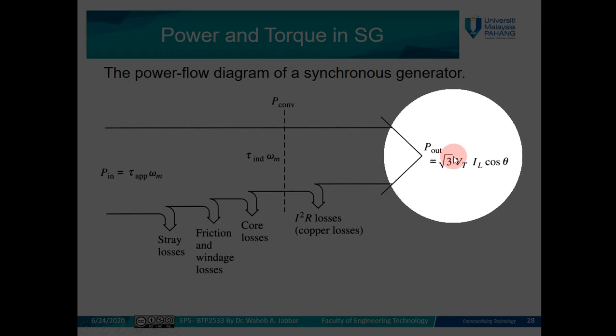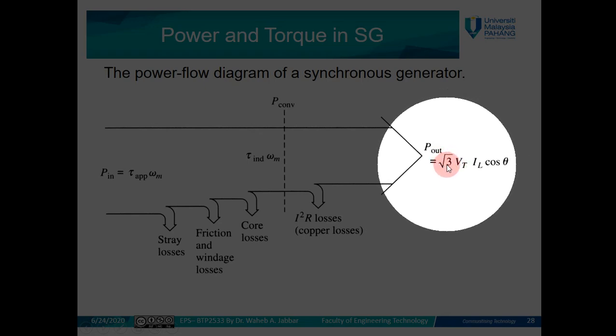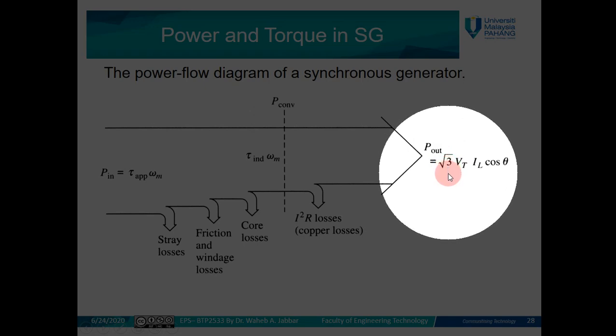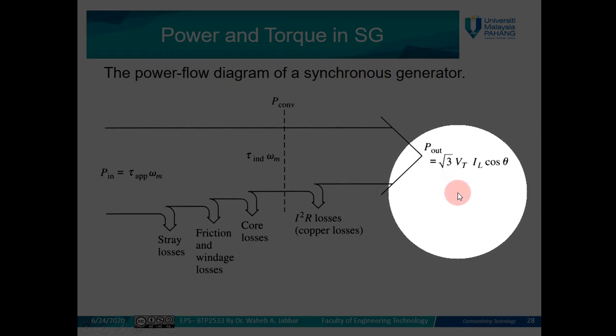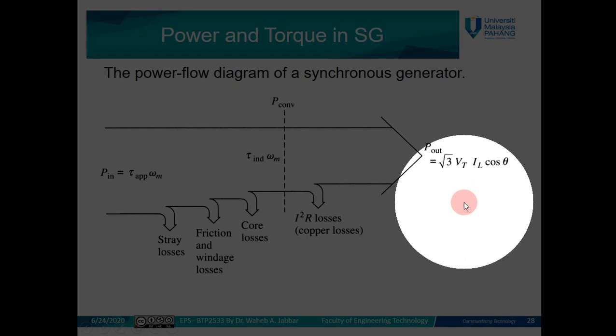So the P out here equals √3 Vt IL cosine theta. And why do we have √3 here? Because, as we said before, the winding connection of the stator can be delta or star, and depending on the type, there will be a difference between the line voltage and the phase voltage, and the line current and the phase current.